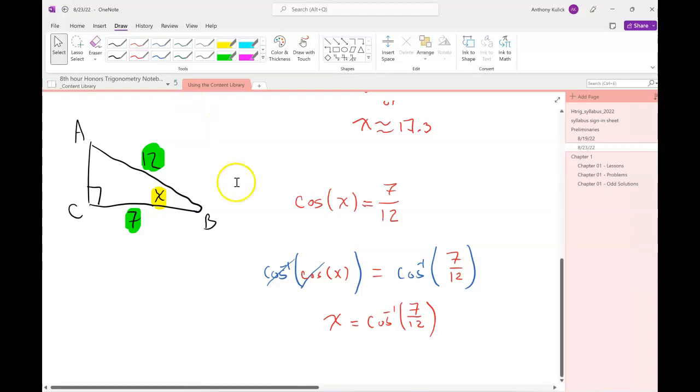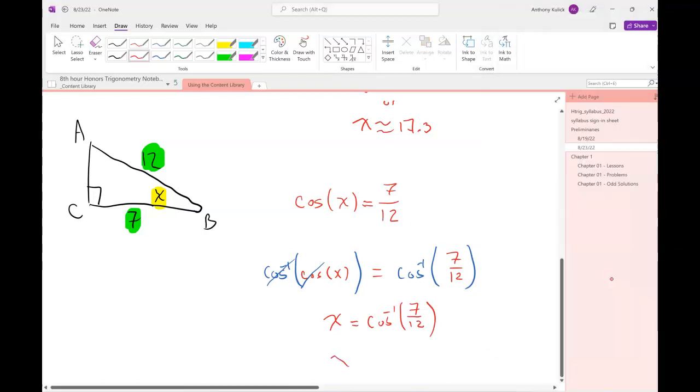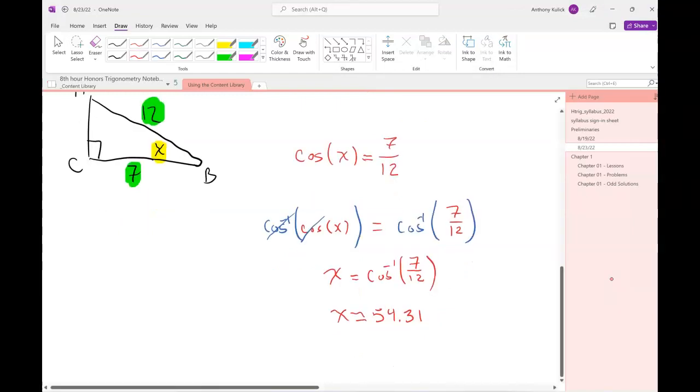All right, calculator time. So to get the cosine inverse, I press second and then the cosine button, and I can do fraction 7 over 12. So I get, to the 100th, I would say this is 54.31, and to the 10th, I would say 54.3. What might I, if I was being really picky, object about those two answers you've given me?